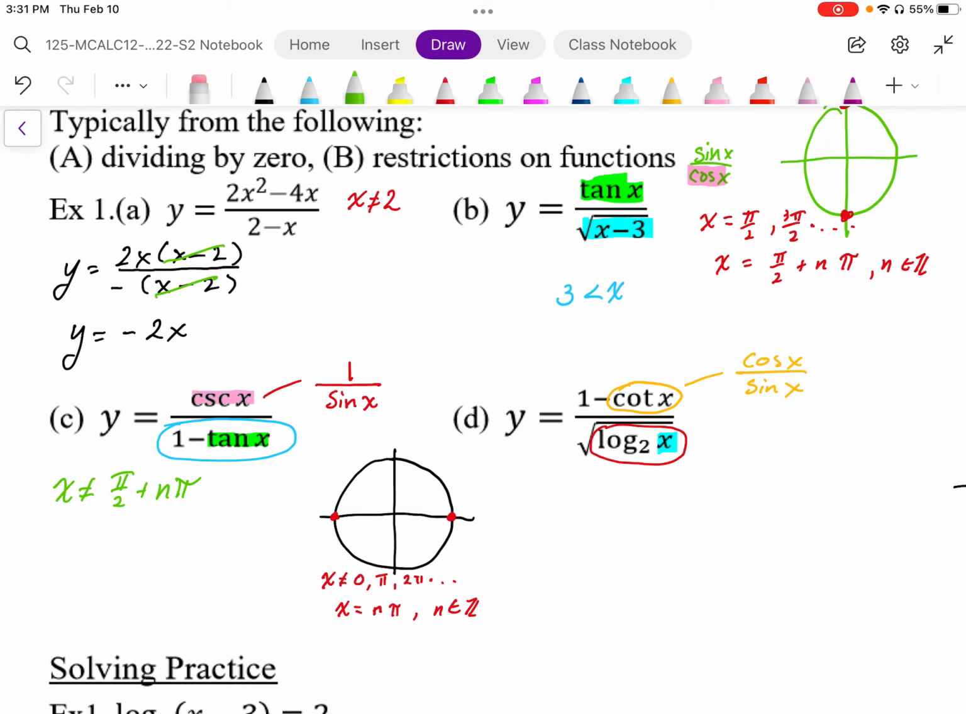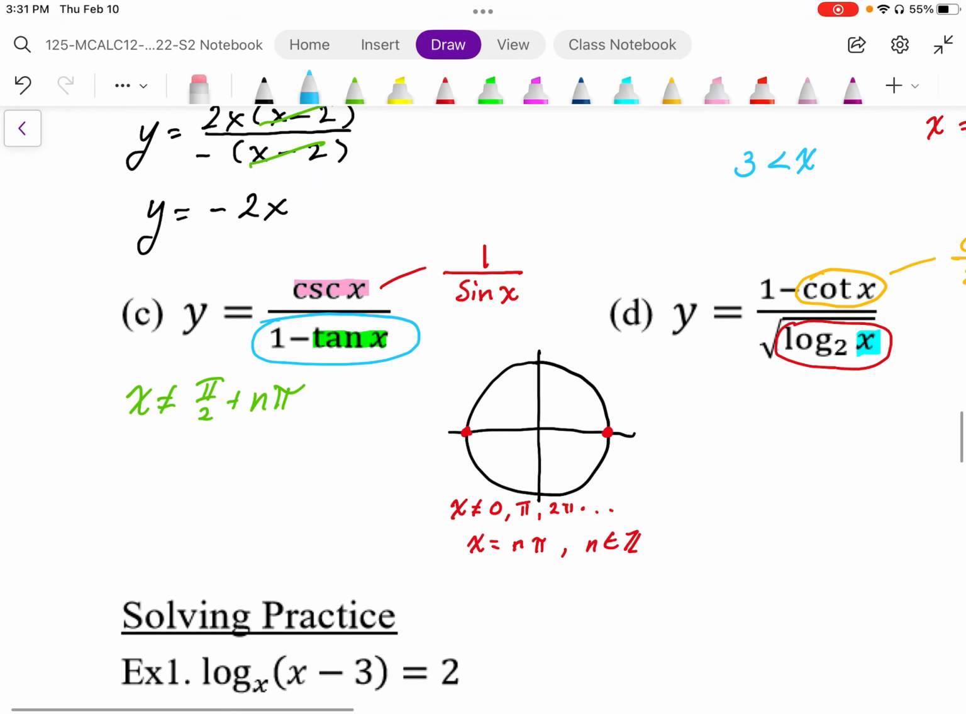And then lastly, the denominator cannot equal 0. So I end up with tan x not equal to 1. Well, tan is slope, which means that it cannot hit these 45-degree points. So x cannot equal pi over 4, 3 pi over 4, and we're going to repeat these solutions every half circle, so it's going to be n pi. And n in all three cases is going to be an integer.